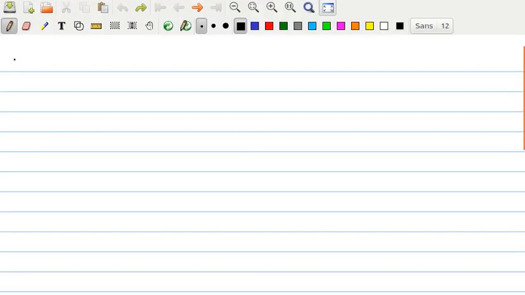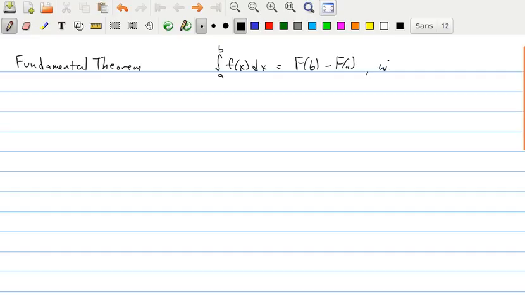One of the most remarkable facts from Calc 1 is the fundamental theorem of calculus. What the fundamental theorem said is that if you've got the integral on an interval from a to b of f of x dx, this is equal to big F of b minus big F of a, where the derivative of big F is little f. So this just says that rather than going through the long convoluted Riemann sum process for this integral, we can instead find the antiderivative and evaluate the antiderivative at the endpoints.